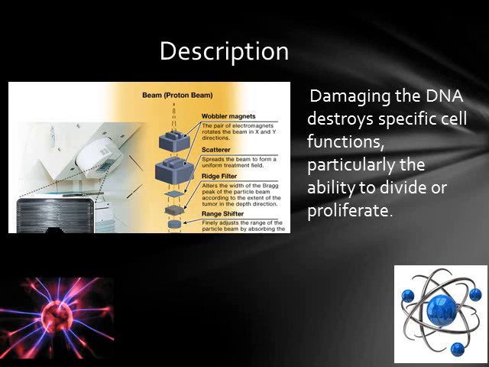The figure to the left describes the different parts of a proton beam. The wobbler magnet rotates the beam. The scatterer spreads the beam. The ridge filter alters the width of the Bragg peak. And the range shifter adjusts the range by absorption.